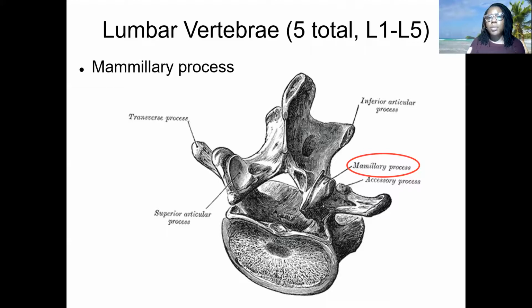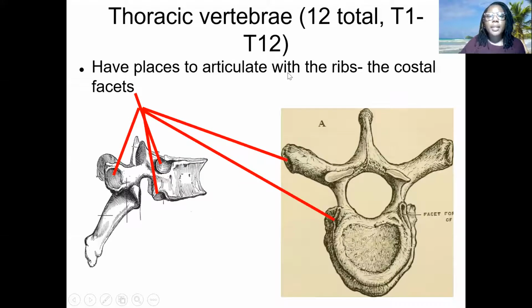We have the abdominal organs here, we're getting down to the lower extremities, and so there needs to be a little bit more support along the lumbar region of the vertebral column. I'm going to go back to the thoracic vertebra here just to point out some other features that are unique that are going to help you distinguish thoracic vertebra from some of the others.